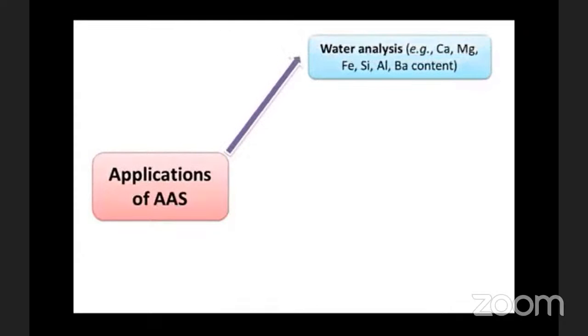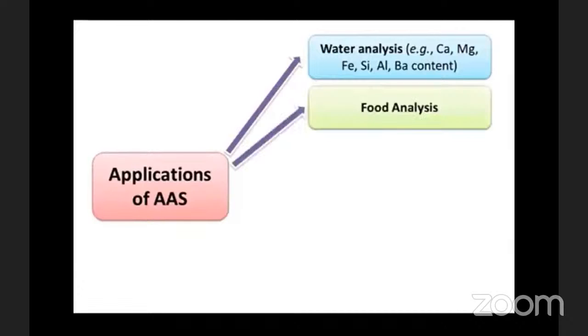Let us see what are the important applications of atomic absorption spectrophotometry. This technique can be used for water analysis, that is, the presence of calcium, magnesium, iron, silicon, aluminum or any other elements present in different water samples can be easily analyzed with the help of this atomic absorption spectroscopy. Then this technique can also be used for the analysis of foods. Various metal salts are used as food preservatives, and the content of these food preservatives or metals in the food can be easily analyzed with the help of this atomic absorption spectroscopy.